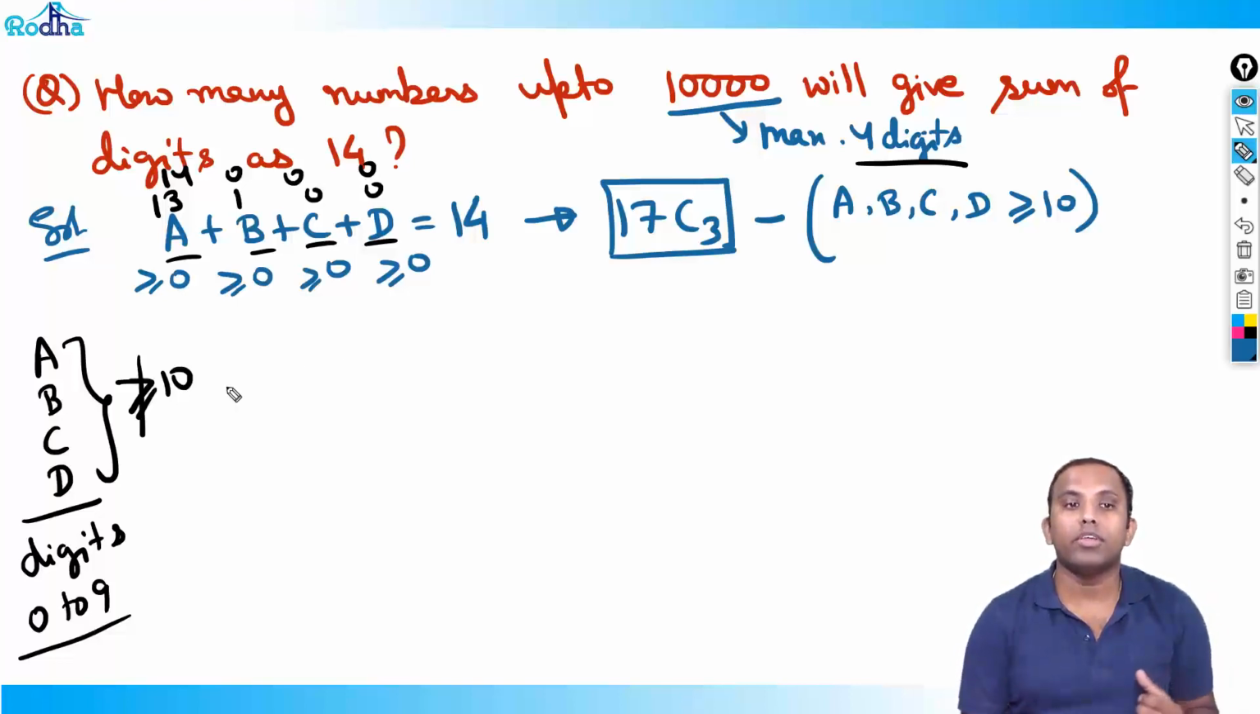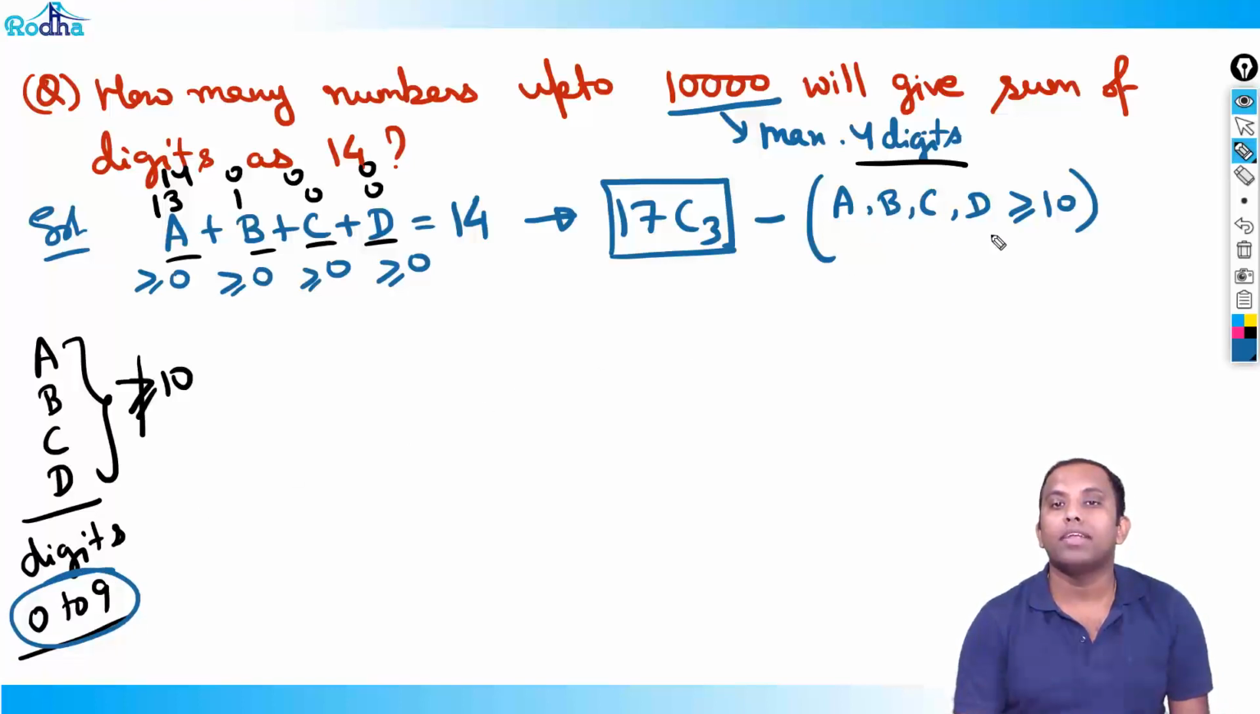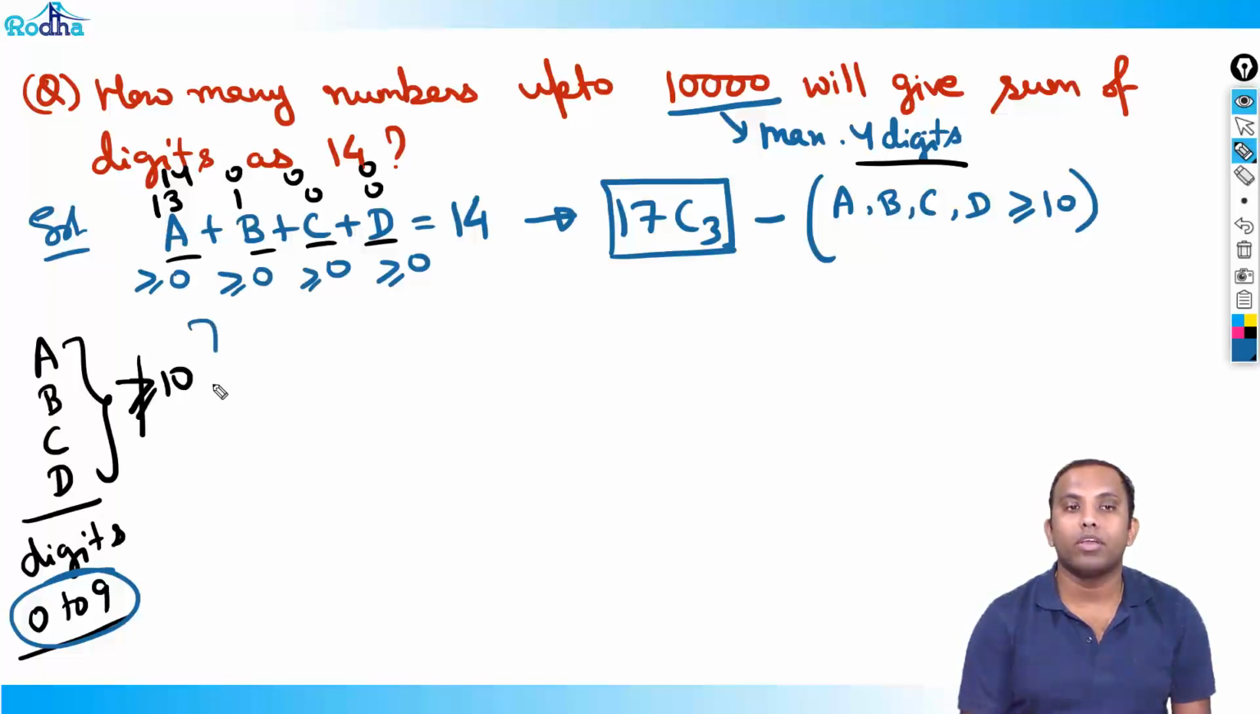What is the range of a digit? From 0 to 9. Okay, let us subtract these cases. So basically I have to count now these cases where A, B, C, D are greater than or equal to 10. Okay, so now let's see the equation here: A plus B plus C plus D equal to 14.